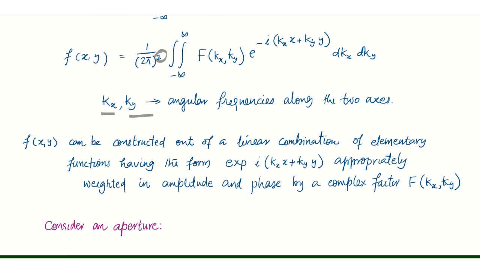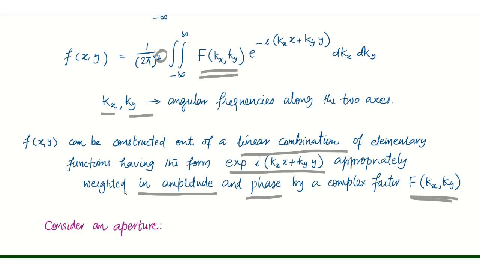And f(x,y) can be constructed out of a linear combination of elementary functions having this form, with the proper weighted amplitudes and phase given by a complex factor F. This will give you the amplitude and phase of the function, and the form of the functions that make up the combination will be e to the power i kx x and so on.